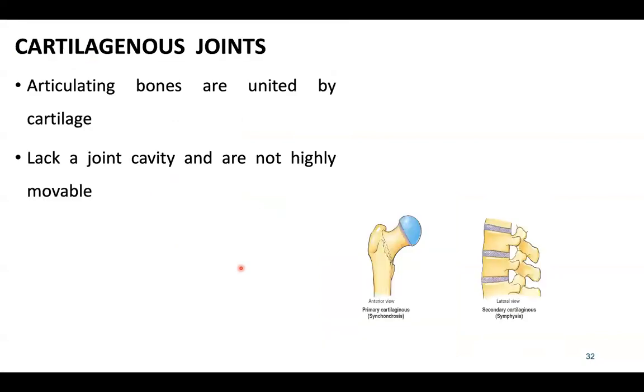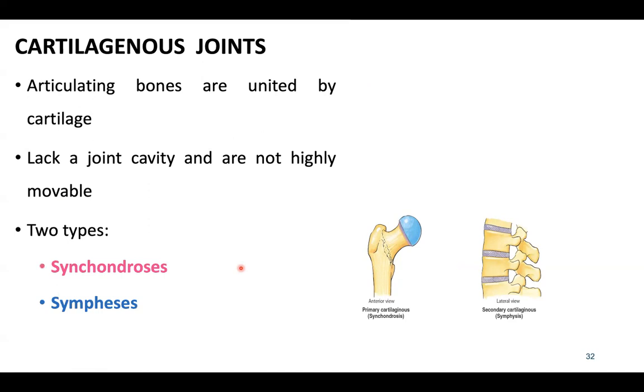Now let's see the second type of joint, the cartilaginous joint. As the name indicates, in such joints the bones are united by cartilage. Like fibrous joints, they don't have a joint cavity and they are not highly movable. We have two types of cartilaginous joints: synchondrosis and symphysis joints.